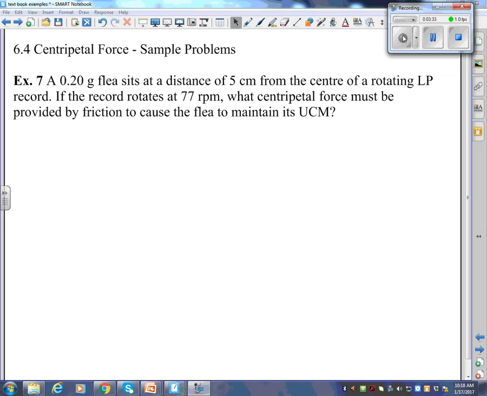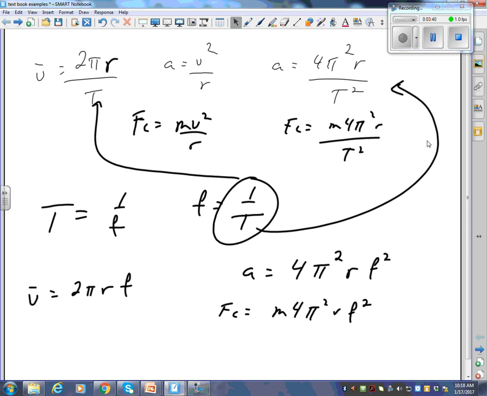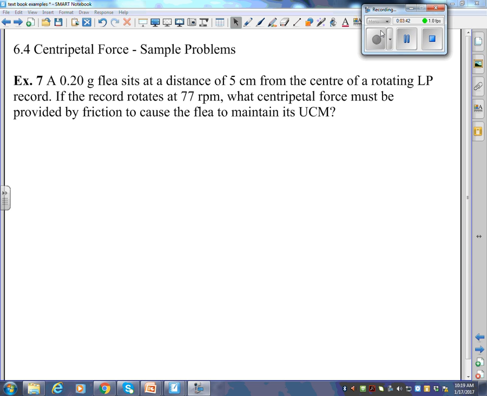Okay, so here's example number 7 that's on the front side of the paper. Strange question. A 0.2 gram flea sits at a distance of 5 centimeters from the center of a rotating LP record. Anybody know what the LP stands for? It's not Louisiana Pacific.